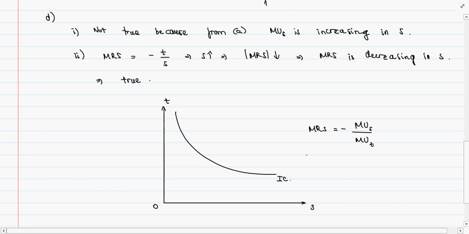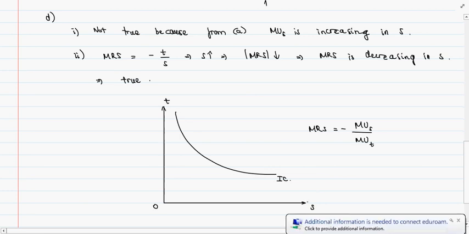When we're talking about whether the marginal rate of substitution is increasing or decreasing, we're talking about it in terms of the horizontal value. As we move along the indifference curve, this is the slope at this point, this is the slope at this point, and this is the slope at this point. The slope of the tangent is getting smaller and smaller, becoming flatter and flatter as we move along the indifference curve.